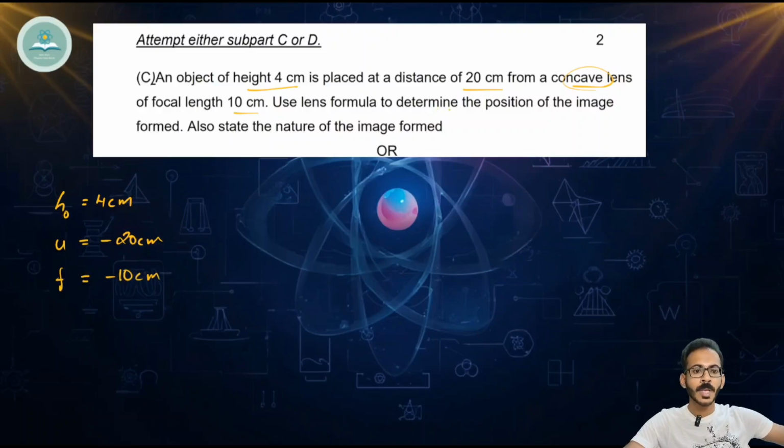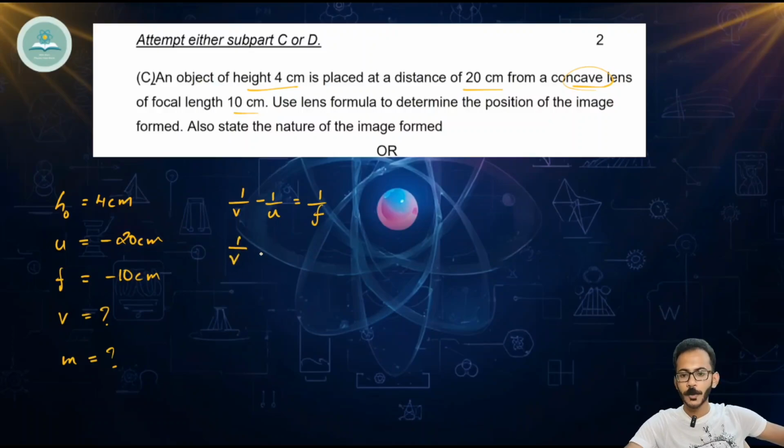Use lens formula to determine the position of the image formed. We have to find out the image distance. Also the nature, either we can find out the magnification or just by using the values given and the value that we get, we will be able to predict it. Let's see. So first of all, let's find out the image distance. For that, we should use the lens formula. We know the lens formula, 1 by v minus 1 by u is equal to 1 by f, or 1 by f is equal to 1 by v minus 1 by u. Let's substitute the values. v is not known, 1 by v minus 1 by u is 1 by minus 20.